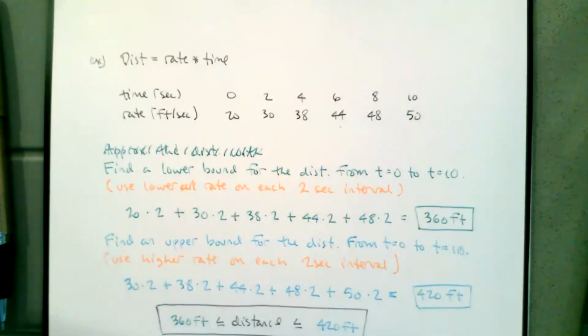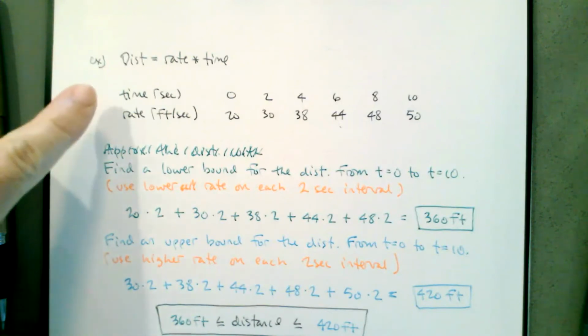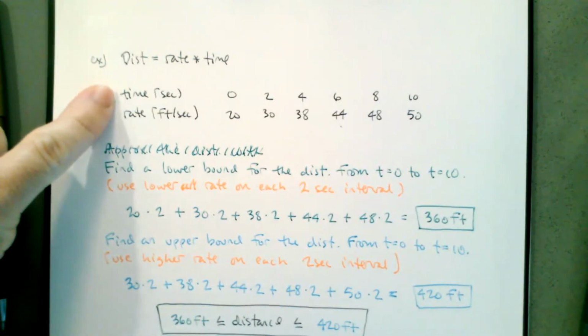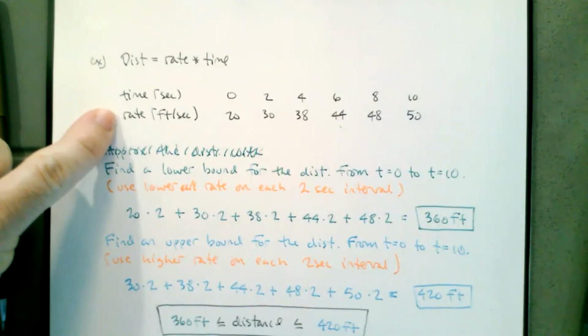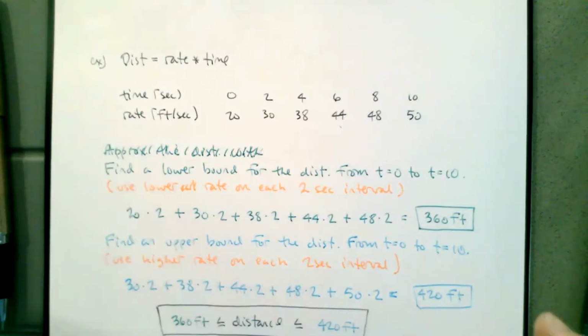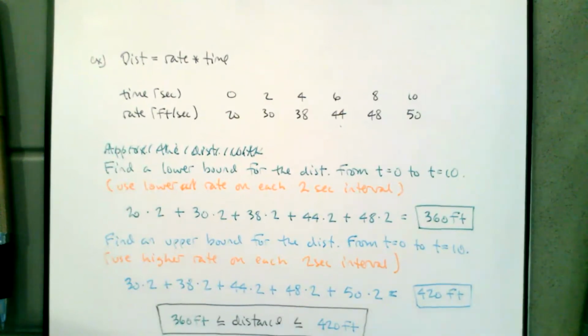If instead of calculating distance or area, I was calculating work as force times distance, and my distance was in feet and my force was in pounds, then I would still get 360 and 420. It would just be 360 pound-feet and 420 pound-feet.